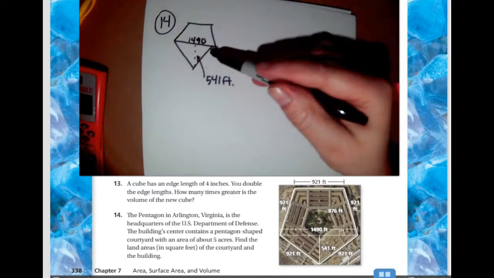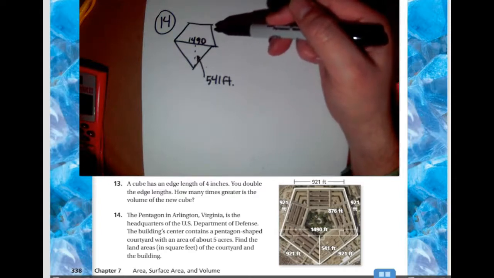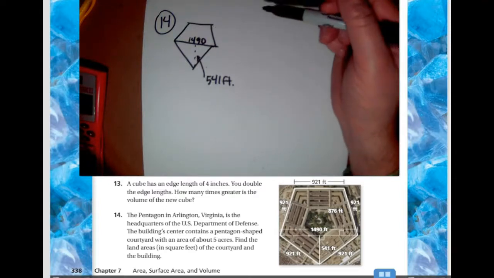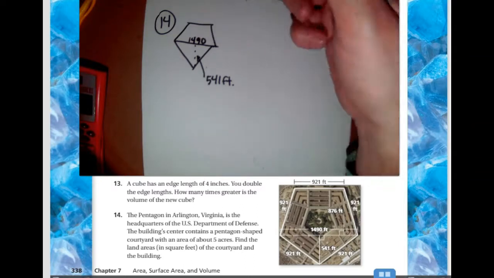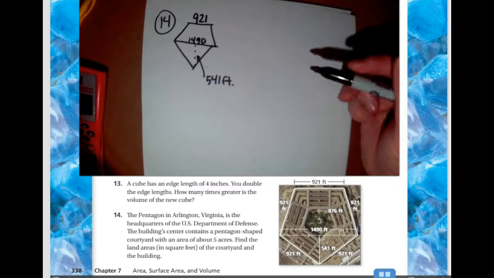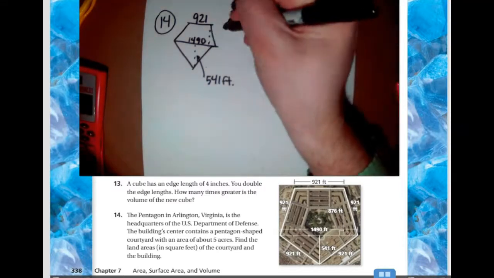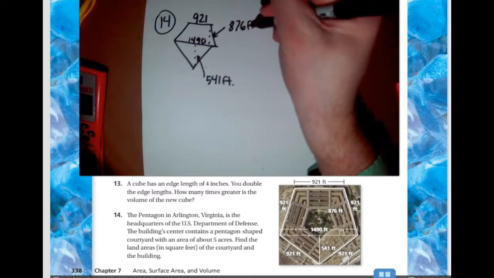And look, that looks like a triangle, doesn't it? And up here, this looks suspiciously like a trapezoid. Amazing. So they have 1,490 feet here. This top one is 921 feet. Hey, that would be both of our bases. And then they tell us that the height here would be 876 feet.